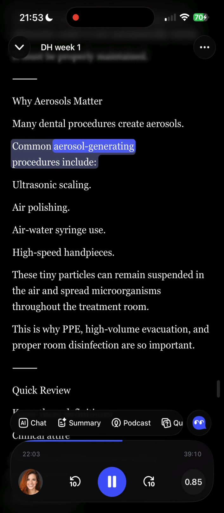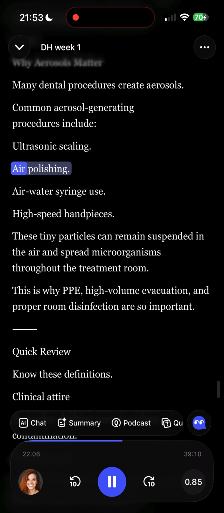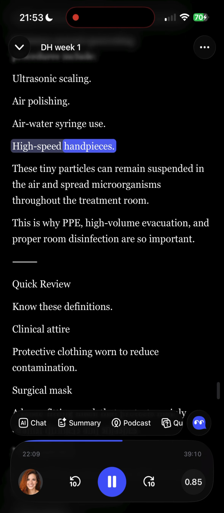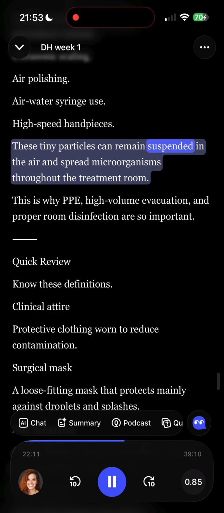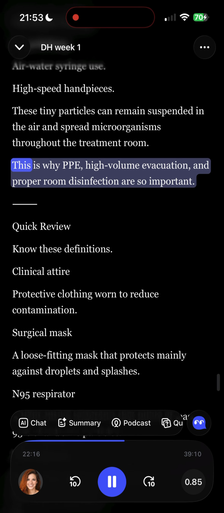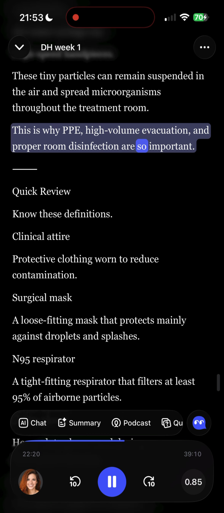Common aerosol generating procedures include ultrasonic scaling, air polishing, air-water syringe use, and high-speed handpieces. These tiny particles can remain suspended in the air and spread microorganisms throughout the treatment room. This is why PPE, high-volume evacuation, and proper room disinfection are so important.